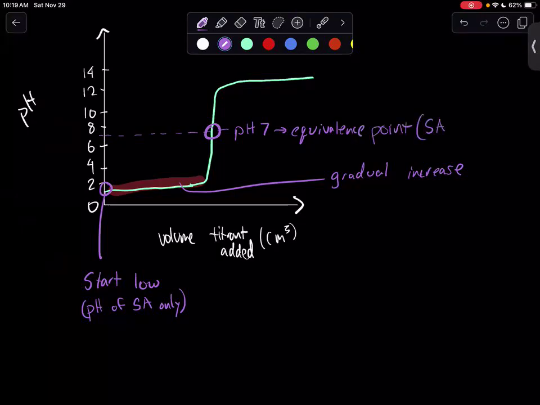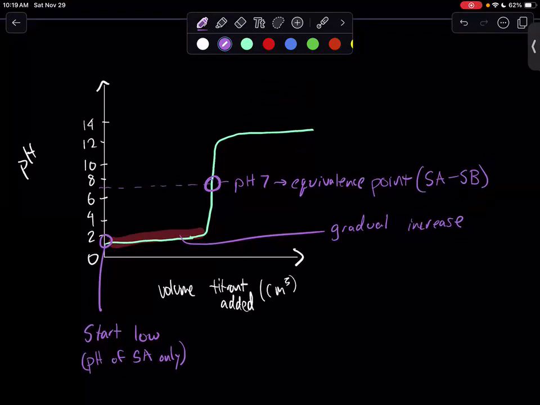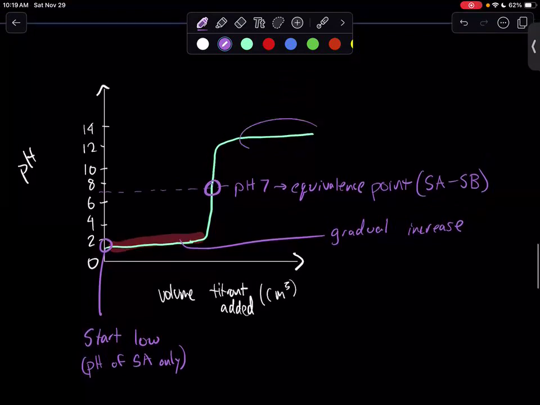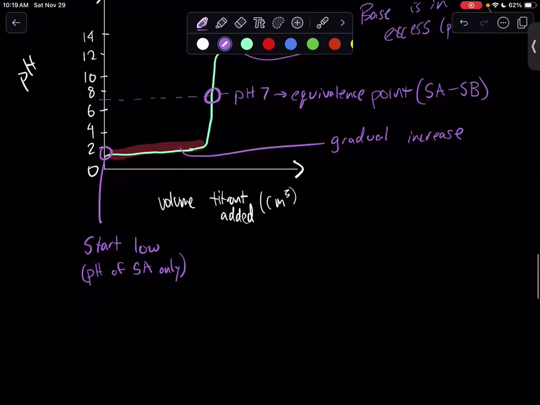For a strong acid, strong base titration, it will always be an equivalence point of 7. There is only salt and water in the solution. There is no excess acid, there's no excess base. Then as we continue adding base, we get this upper part of the curve, and this is where our base is in excess, and so we have a high pH. And so that's your titration curve.